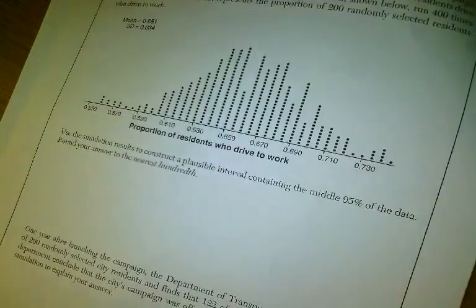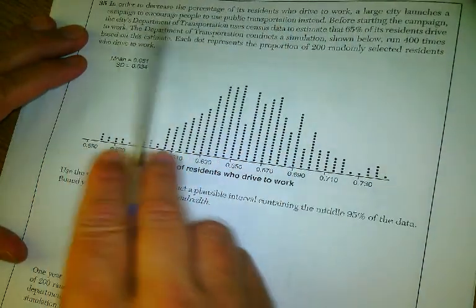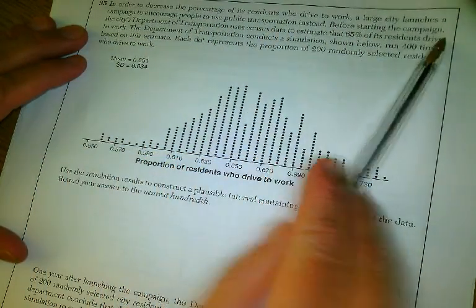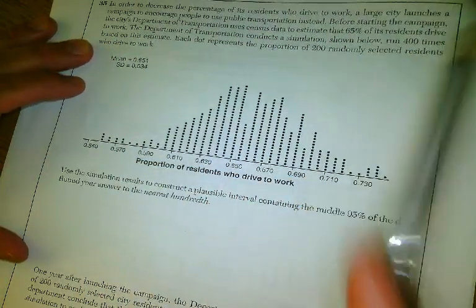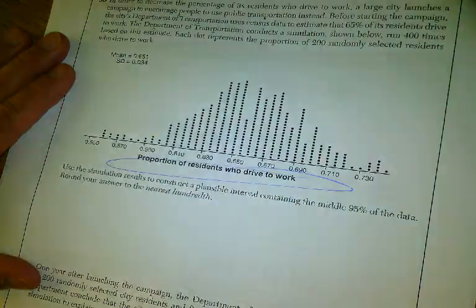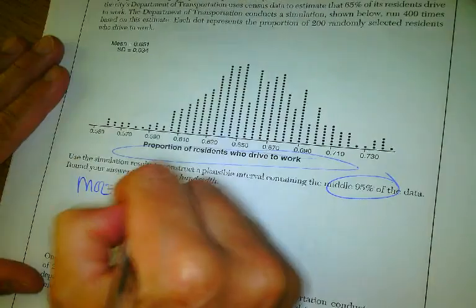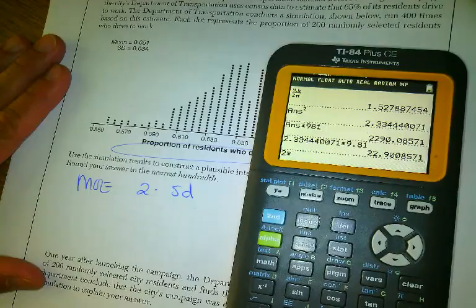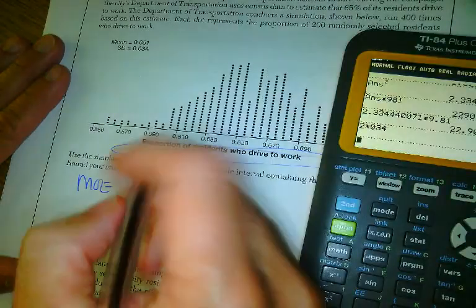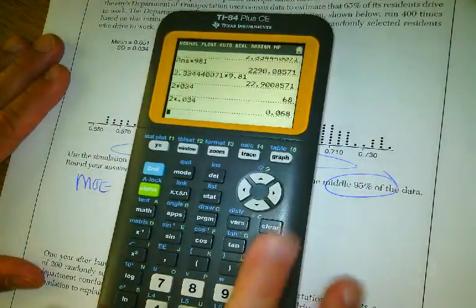All right, 35. Oh, a nice stats question here. In order to decrease the percent of residents who drive to work, a large city launches a campaign about public transportation. Before starting the campaign, they estimate that 65% of its residents drive to work. So this is the proportion of residents who drive to work, and they want this 95% interval. So again, we want the margin of error, which is 2 times the standard deviation. That's given to us, so I'm doing 2 times 0.034, so I'm getting a margin of error of 0.068.